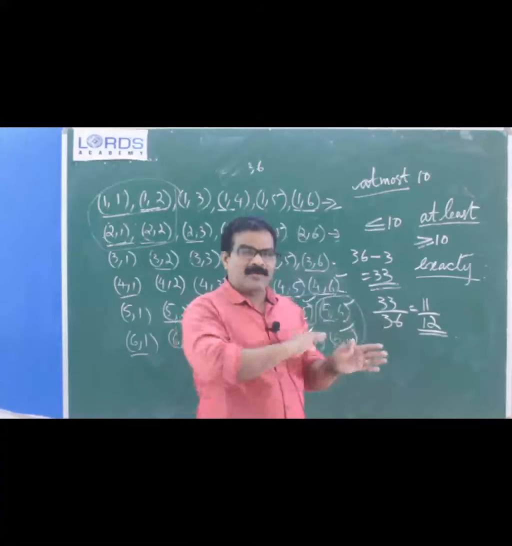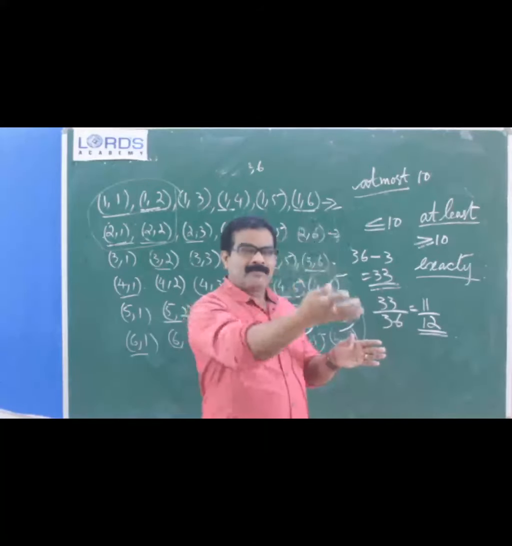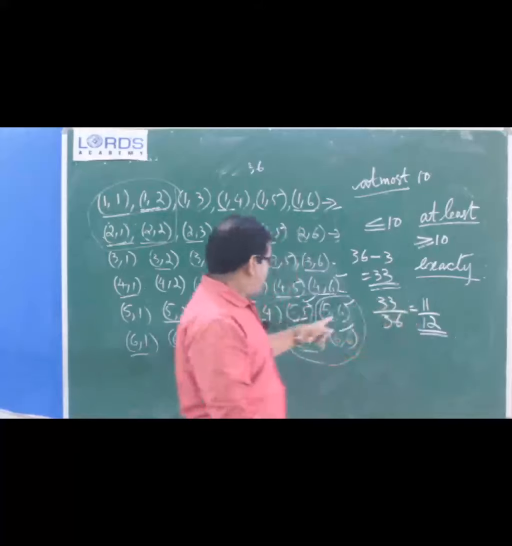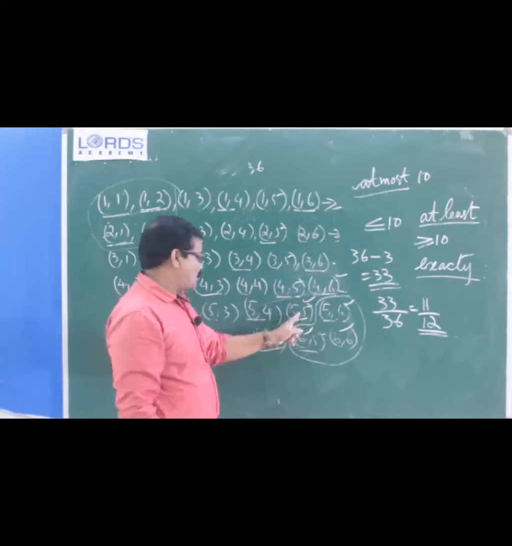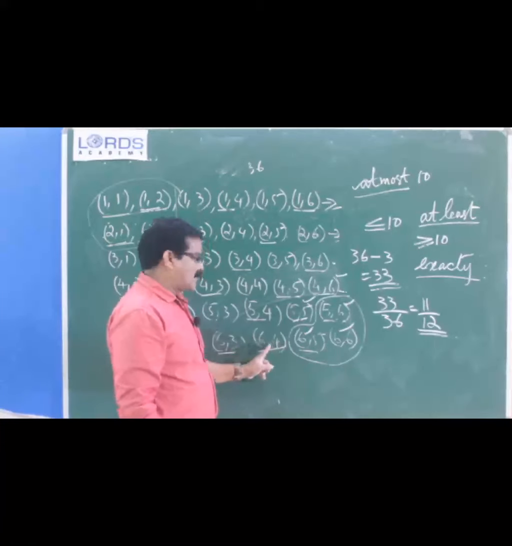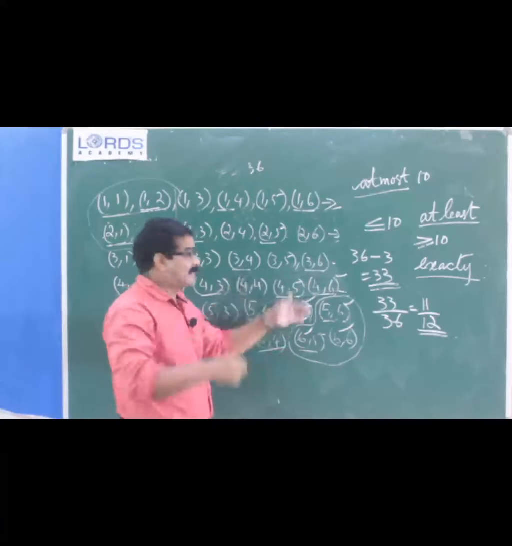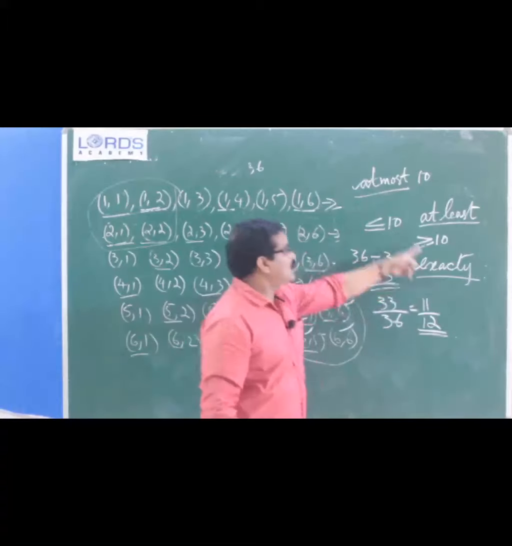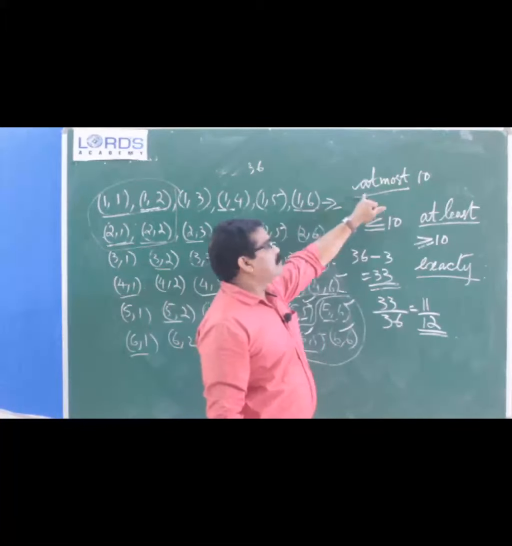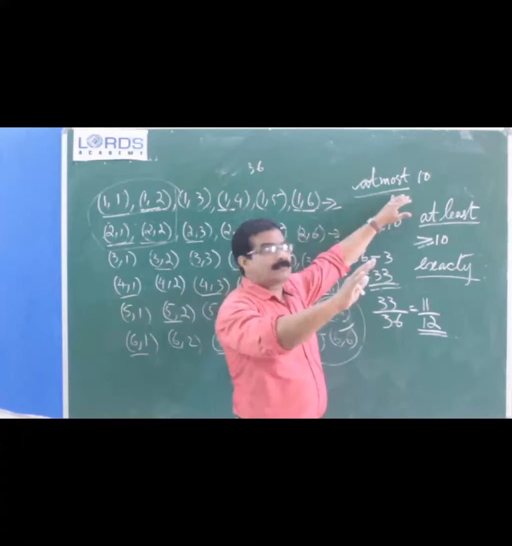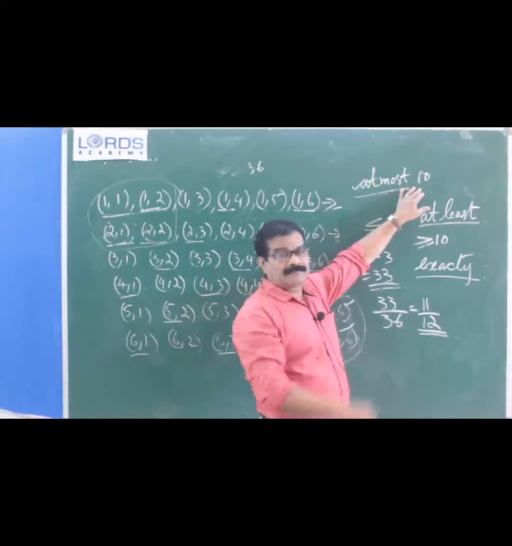Don't take less or more. That means in this case you can take 4 plus 6 is 10, 5 plus 5 is 10, 6 plus 4 is 10. These 3 cases only you can take for exactly 10. So you should understand the meaning of these 3 words. At most, maximum you have to take 10 only here.